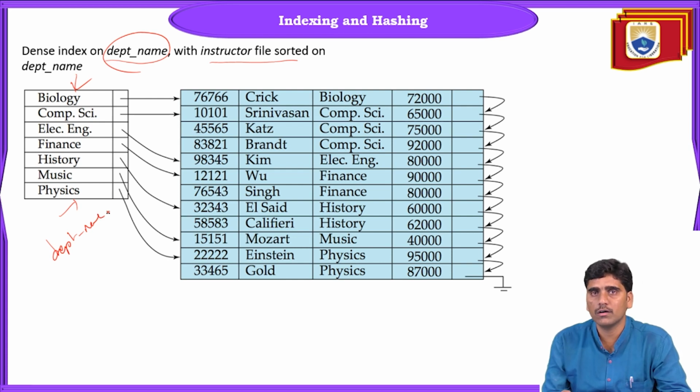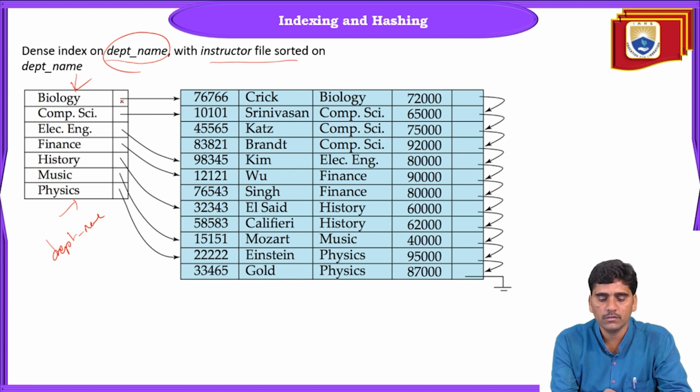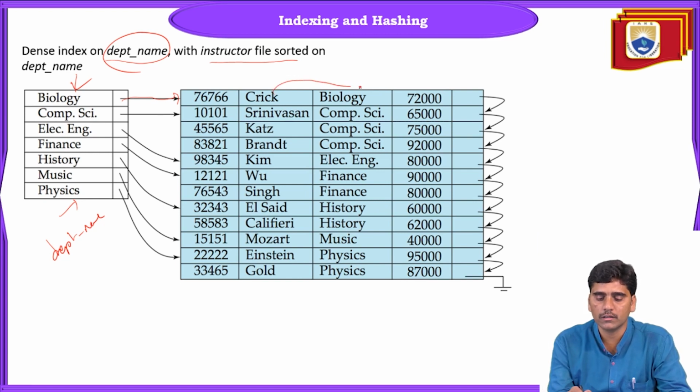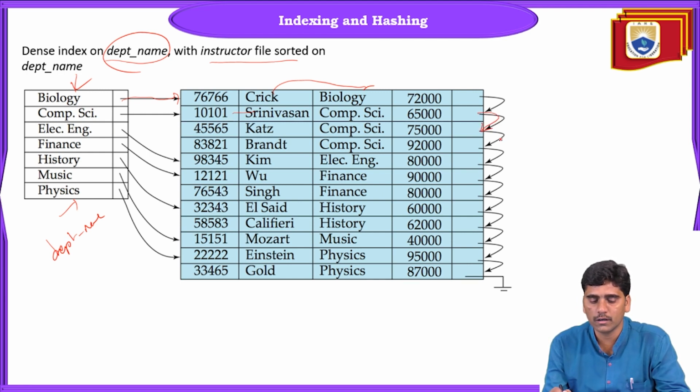Which shows what? Which shows the instructor files. So biology department name indicates what? The instructor ID along with that instructor information. Similarly, computer science indicates what? 10101 as an instructor ID, instructor name, instructor subject, and salary. So that shows what? The next instructor ID. So this is all about the dense index on department name.